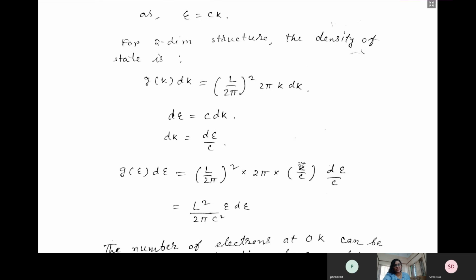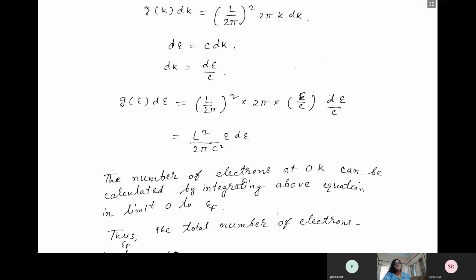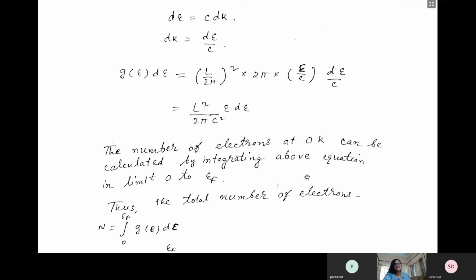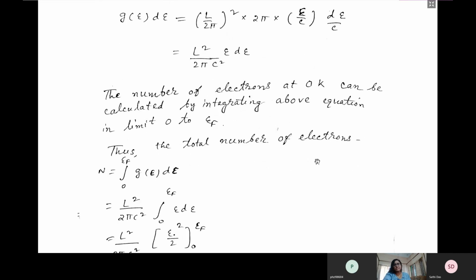In place of k, you write epsilon by C. In place of dk, you write d epsilon by C. Okay, so it becomes L square by 2 pi C square, epsilon d epsilon. So the number of electrons at 0 Kelvin can be calculated by integrating the above equation in the limit of 0 to epsilon F.